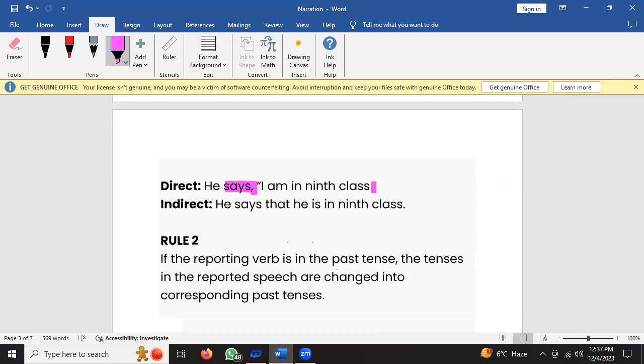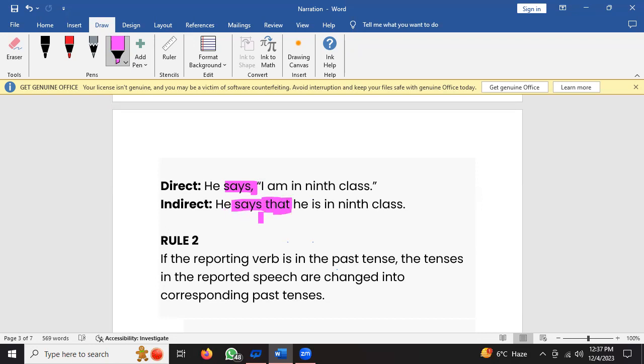Because it is the same, because the reporting verb is in the present. We have to add only one thing there, right? And eliminate what? Eliminating inverted commas, eliminating a comma, right? When we eliminate these two, we replace them with this word, that, as a conjunction.